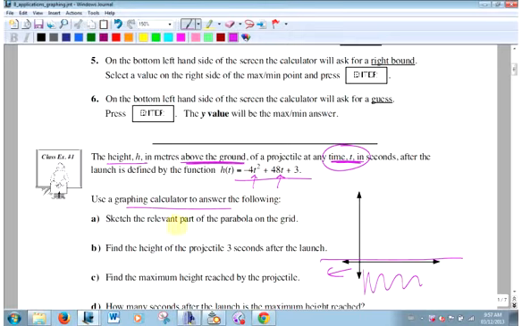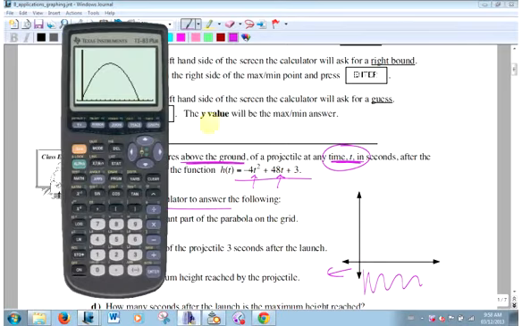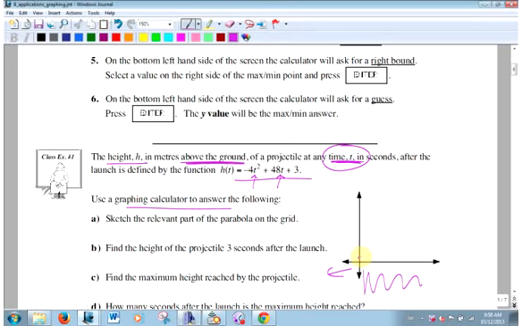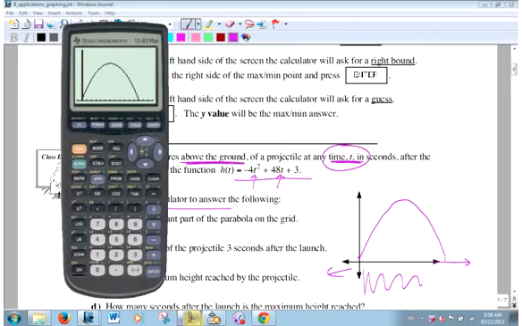Answer the following. Sketch the relevant part of the parabola on the grid. Here it is. Does it look like this is right at the origin, this line? No. It looks like it's a little bit above it, doesn't it? Like, I don't know, about there. And then it goes up. And then it comes down. Okay? That's what it looks like.